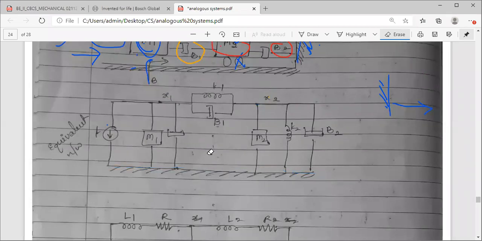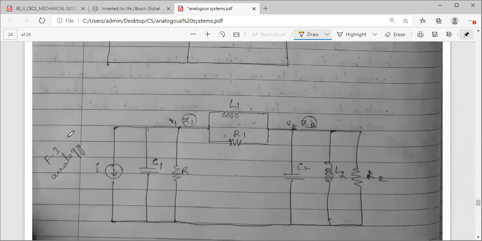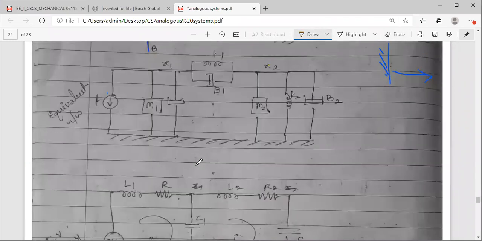Once this equivalent network is with you, start the force current analogy. Okay, let me show you here. It is the force current analogy I am talking about. In the force current analogy, what we will do is replace each element with its equivalent quantity. So we have a node here, X1, X2.